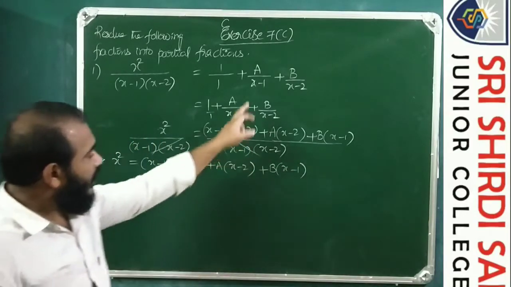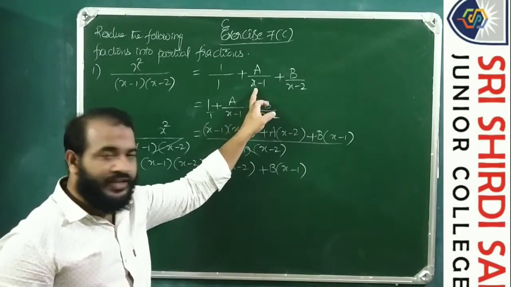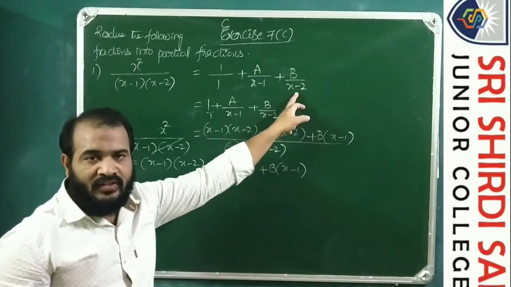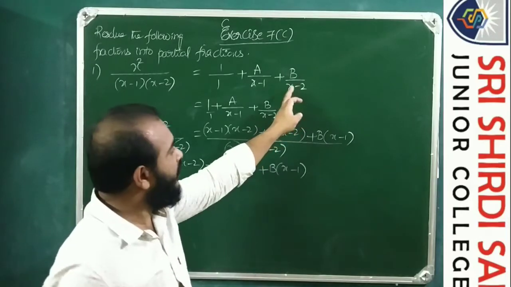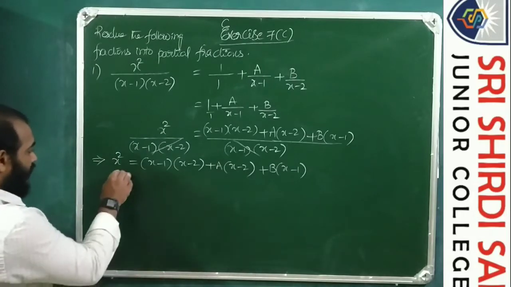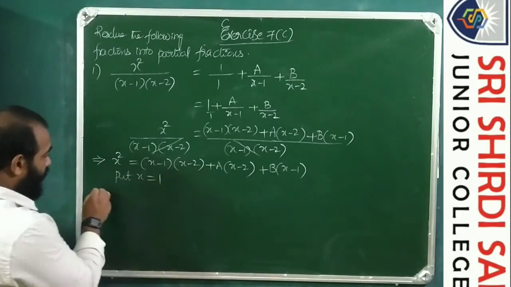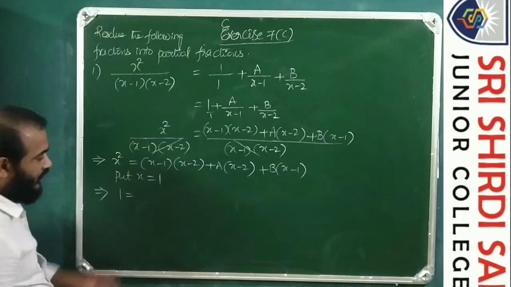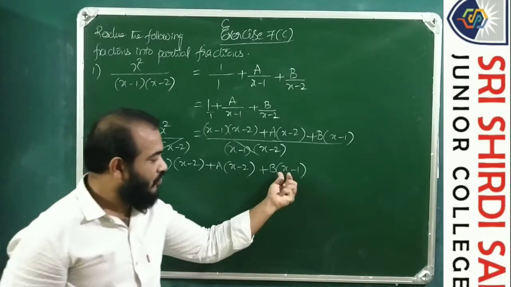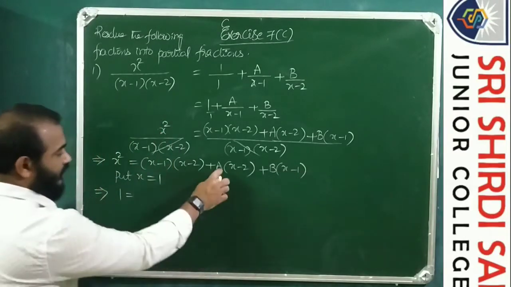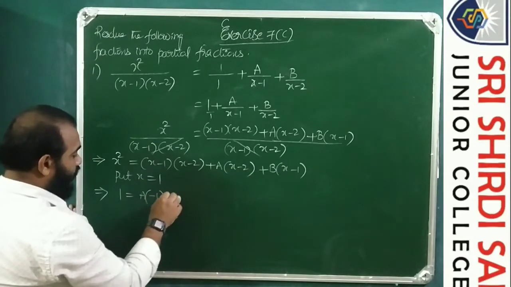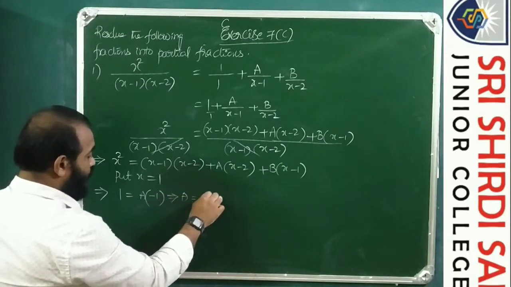So x minus 1 is a linear factor, equated to 0, x equals 1, and here x equals 2. These are the two values we are going to substitute for x in this equation. Put x equals 1: 1 square is equal to, here 1 minus 1 is 0, 0 into this is 0, so here also 1 minus 1 is 0. So we are left with A only, A into x minus 2, 1 minus 2 is minus 1. Therefore A is equal to minus 1.